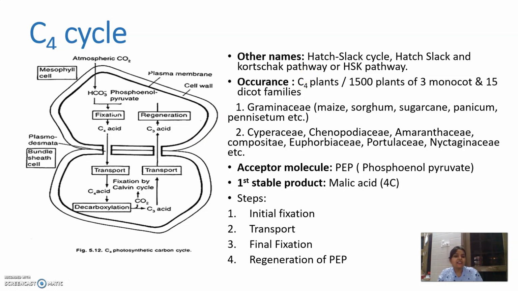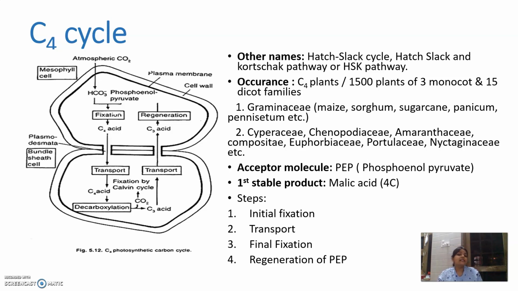The C4 cycle is also called the Hatch and Slack cycle because it was discovered by Hatch and Slack. It is also called the Hatch, Slack, and Karpilov pathway. Karpilov was also a scientist who gave this pathway independently, and this pathway is also called the HSK pathway from the initials of all three scientists.